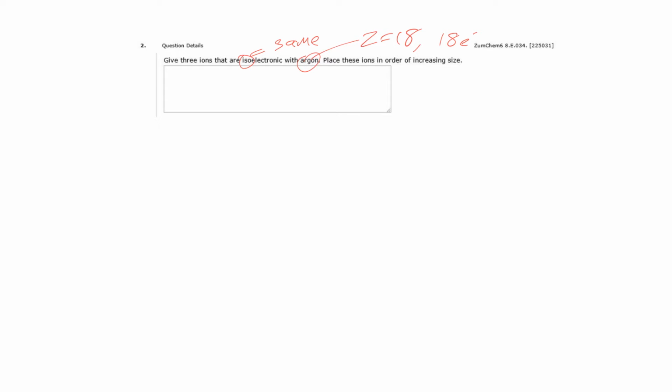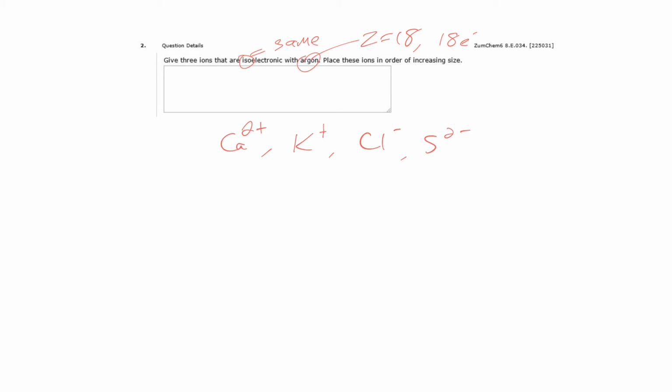Any number of ions can have 18 electrons. Let's just consider ions of elements around it. If we consider calcium with a 2+ charge, that would have an argon configuration. Potassium with a 1+ charge, that would have an argon configuration. Chlorine, the halogen, nearby with a minus charge. Sulfur with a 2-. Heck, you could go phosphorus with a 3-, and so on and so forth.